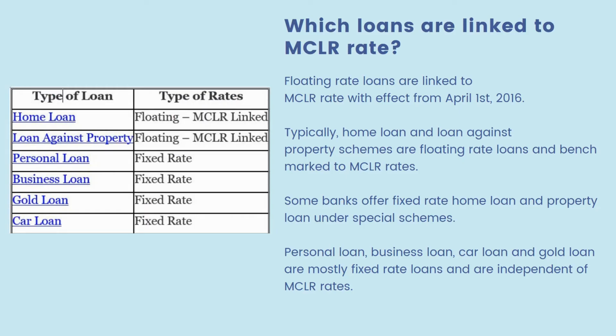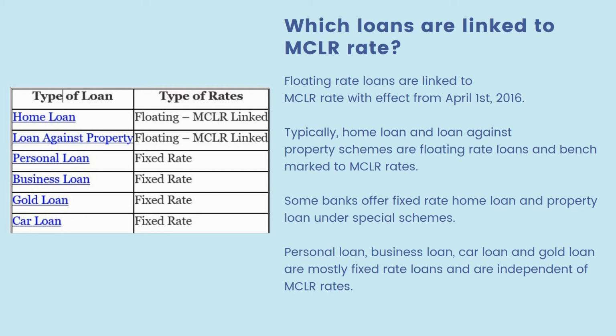Now, which loans are linked to the MCLR rate? Floating rate loans are linked to the MCLR rate with effect from 1st of April 2016. We have already discussed this. Typically, home loans and loan against property schemes are floating rate loans and benchmarked to the MCLR rate. So you can see on the left hand side of the chart, home loan and loan against property are basically floating rate, and hence they are linked to MCLR.